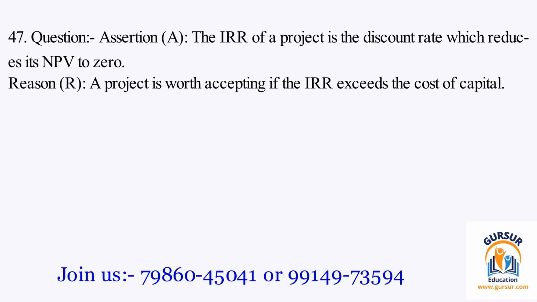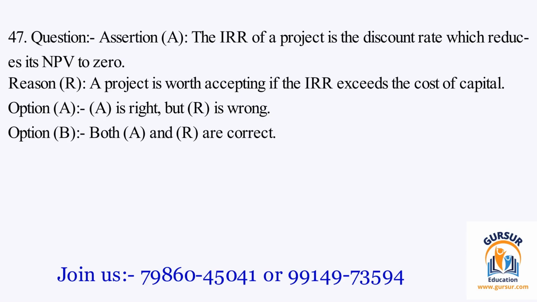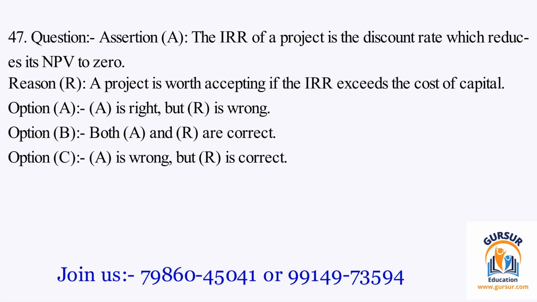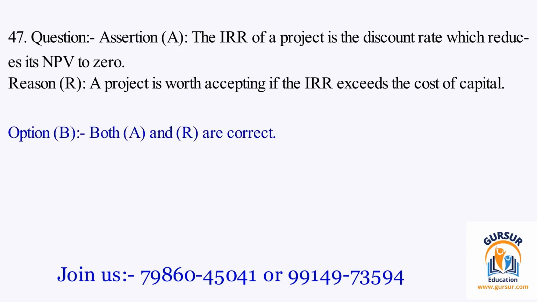Question number 47. Assertion A: The IRR of a project is the discount rate which reduces its NPV to zero. Reason R: A project is worth accepting if the IRR exceeds the cost of capital. The option A is A is right, but R is wrong. The option B is both A and R are correct. The option C is A is wrong, but R is correct. The option D is both A and R are wrong. The right answer of the question is option B, and that is both A and R are correct.